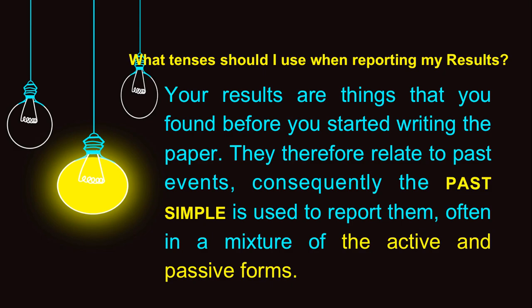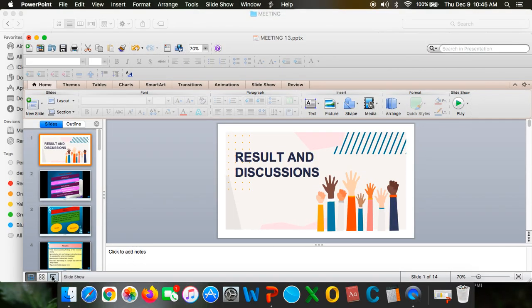And then what tenses should I use when reporting my results? Your results are things that you found before you started writing the paper, so they relate to past events. Consequently, the past simple is used to report them, often in a mixture of the active and passive forms. Okay, that is the explanation about result and discussion.